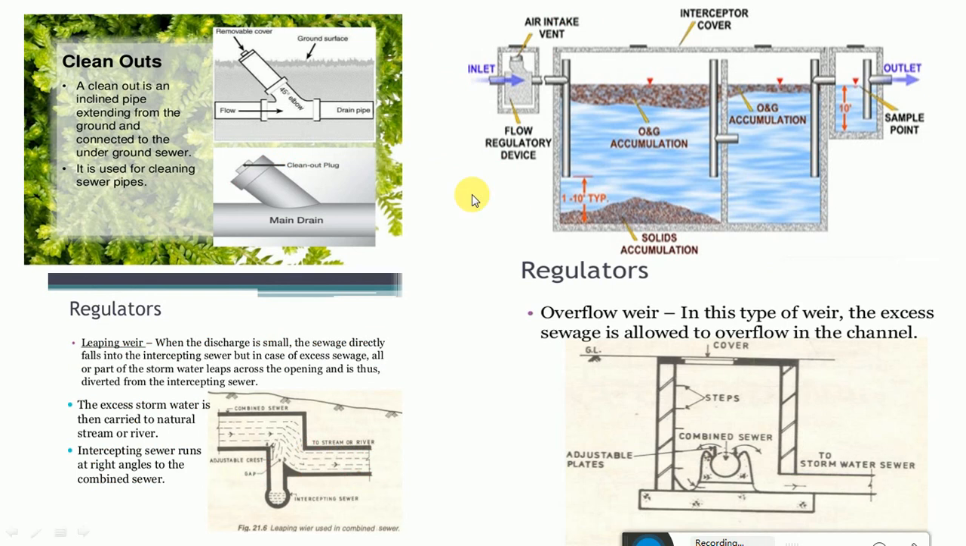Then we have something called cleanouts. The cleanouts are the devices which are provided along the sewer lines. Whenever there are any blockages, we flush the water into this cleanout, and if there are any blockages, then it gets cleaned up.